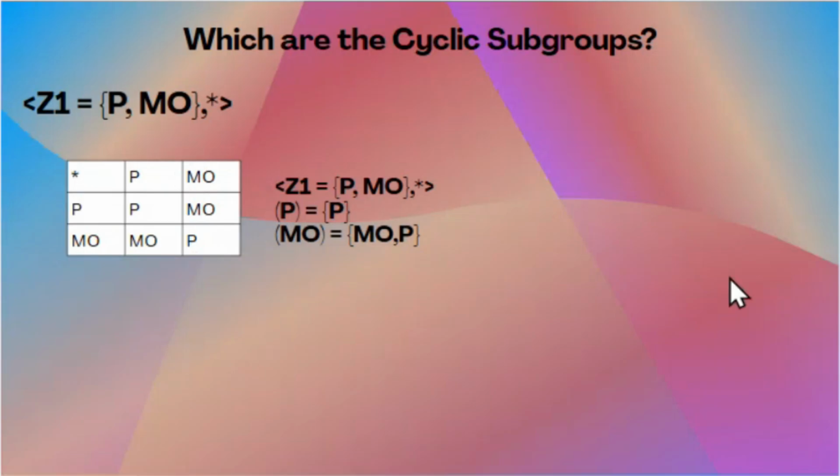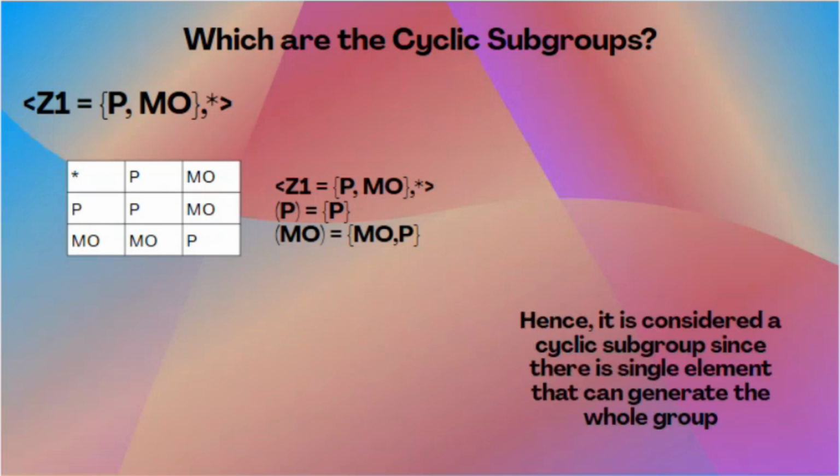Okay, next one, let's proceed to our Z sub 1. So P, then MO. So here P star P is P and then MO star P is MO and MO star MO is equal to P. Okay, so you can see here, we have a generator in our elements, MO, and we have MO and P, which generates the whole group. So therefore, it is considered a cyclic subgroup since there is a single element that can generate the whole group.